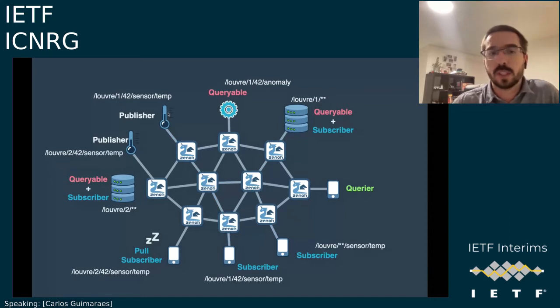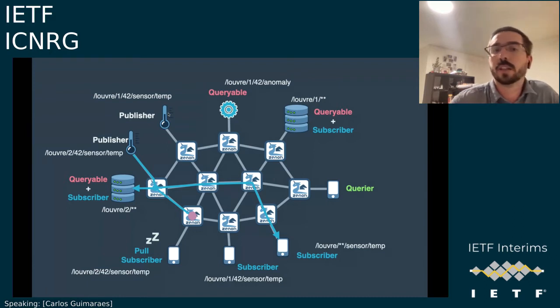And then suppose that we have a second sensor, the one on the second floor, that is also publishing data. In this case, the data will flow to the other storage and not to the first one, just because they declare their interest on this data with different key expressions.